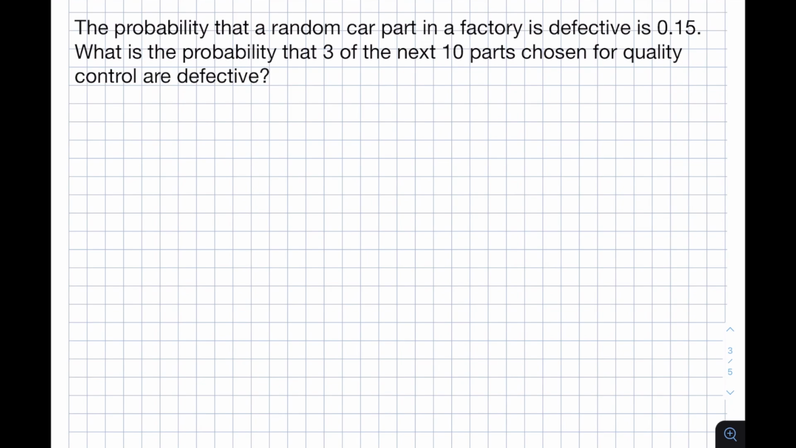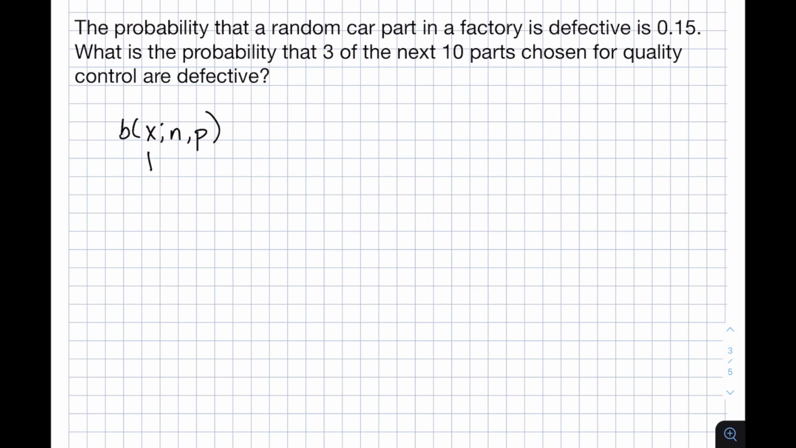In this problem, we're told that the probability that a random car part in a factory is defective is 0.15. What is the probability that 3 of the next 10 parts chosen for quality control are defective? These trials are independent, and they're Bernoulli trials, so we know that this is a binomial distribution.